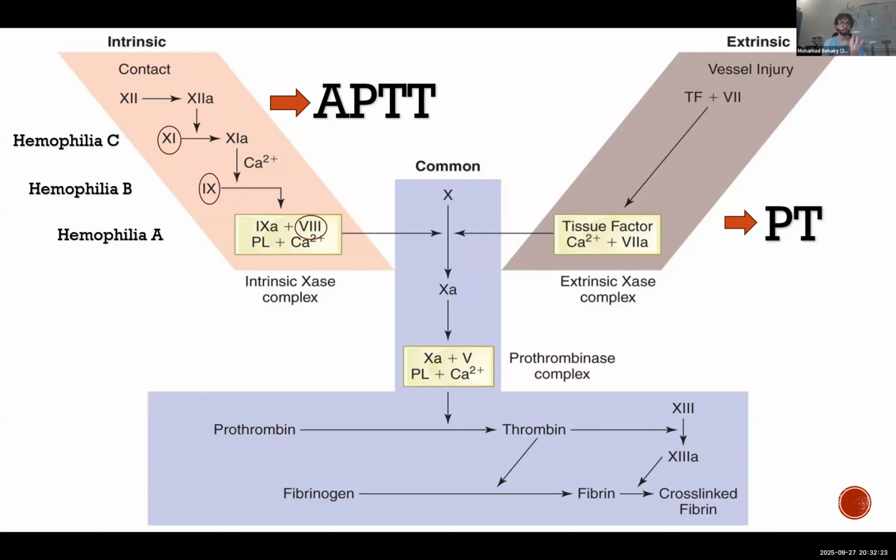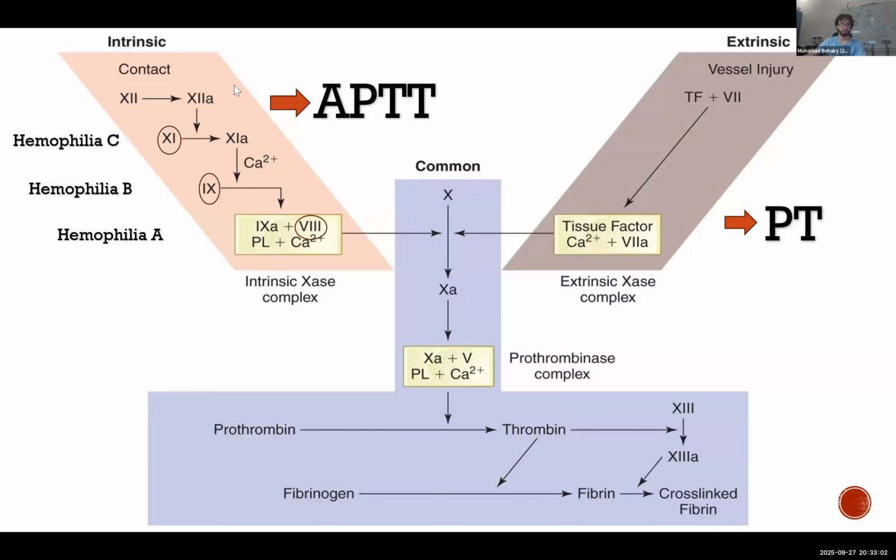And what is a factor? What does it do? How do they come together? How do they activate? But you guys don't need to go into this detail. I told you exactly what you need to know. Extrinsic: tissue factor, factor 7, they come together, and you measure them with PT time, which is play tennis outside. Intrinsic: 12, 11, 9, 8. They are measured by APTT time, play table tennis inside. Factor 11, hemophilia C, factor 9, hemophilia B, factor 8, hemophilia A. Depending on which factor is deficient, you will know what kind of hemophilia we have.